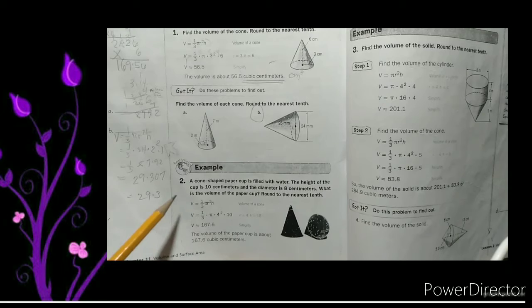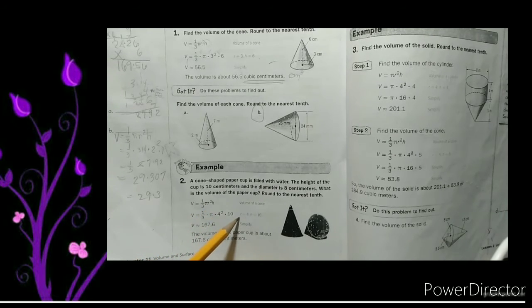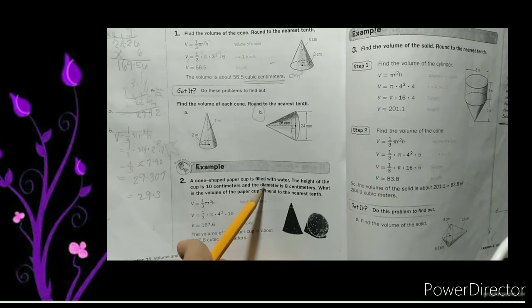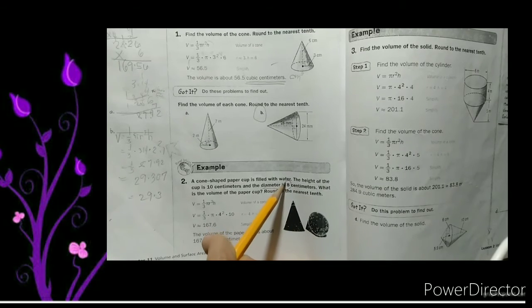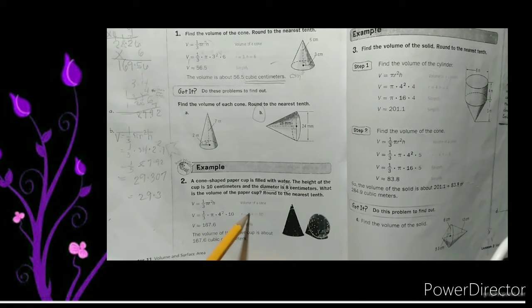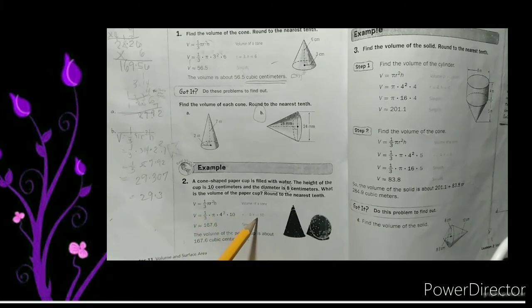Okay, so the same formula. Volume equals 1/3 times pi times radius squared times the height. So you have there the radius, which is 4. Why is it 4, teacher? Because the diameter here is 8. Do you know that radius is half of the diameter? Yes, so half of 8 is 4. So that's why the radius here is 4. Then the height is 10 centimeters.